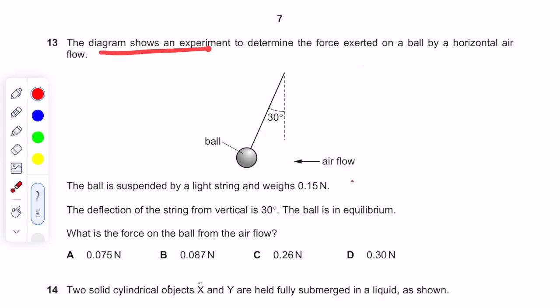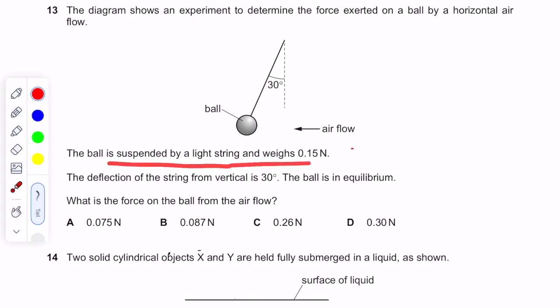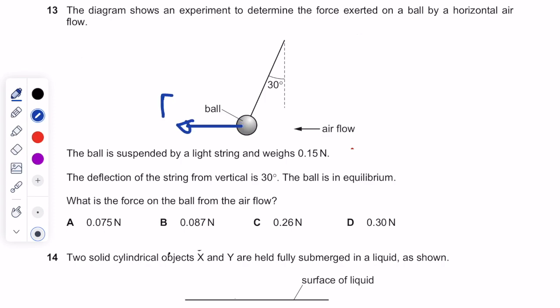The diagram shows an experiment to determine the force exerted on a ball by a horizontal airflow. The ball is suspended by a light string and the weight is given. The deflection of the string from the vertical is 30 degrees. The ball is in equilibrium. What is the force? First, let's mark all the forces acting on this object. This is the force from the wind, and then we have tension from the string, and then we have the weight of the ball, which is 0.15 Newton.